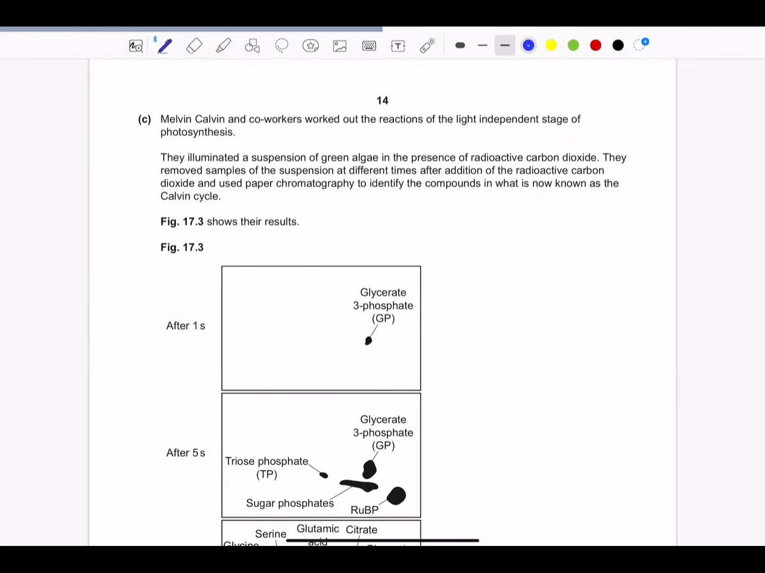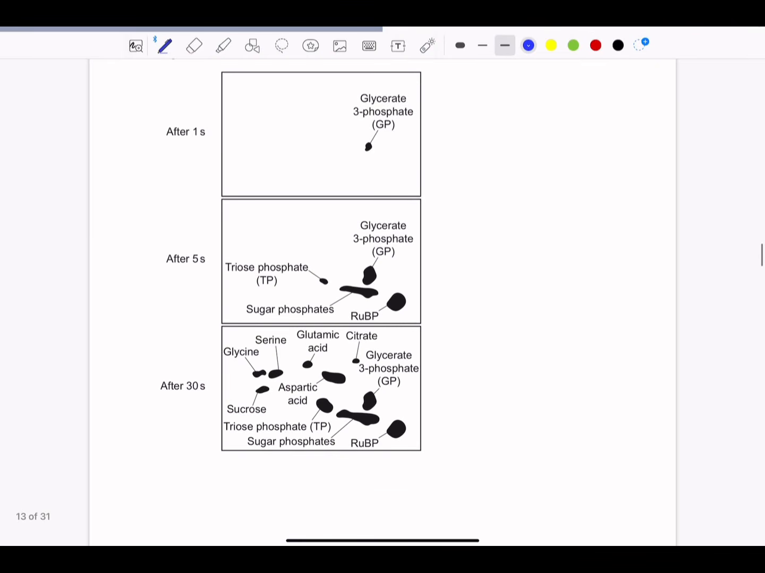Question C is Melvin Calvin and co-workers worked out the reactions of the light-independent stage of photosynthesis. They illuminated a suspension of green algae in the presence of radioactive carbon dioxide. They removed samples of the suspension at different times after addition of the radioactive carbon dioxide and used paper chromatography to identify the compounds in what is now known as a Calvin cycle. Figure 17.3 shows their results.